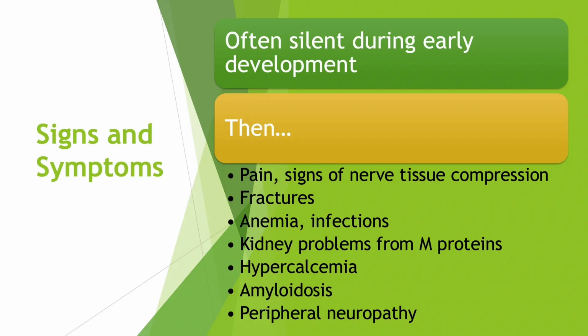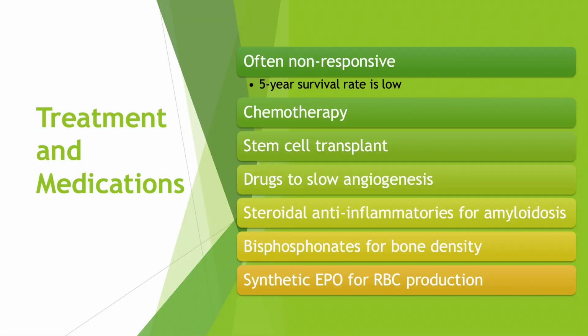Kidney problems develop from M protein accumulation. Hypercalcemia or high calcium levels result from bone breakdown. Amyloidosis, a protein buildup disorder, can develop. Peripheral neuropathy or nerve damage in the extremities is also common. Treatment for myeloma is challenging because it's often non-responsive to treatment. The 5-year survival rate is low. Treatment options include chemotherapy, stem cell transplant, and other medications to help with symptoms.